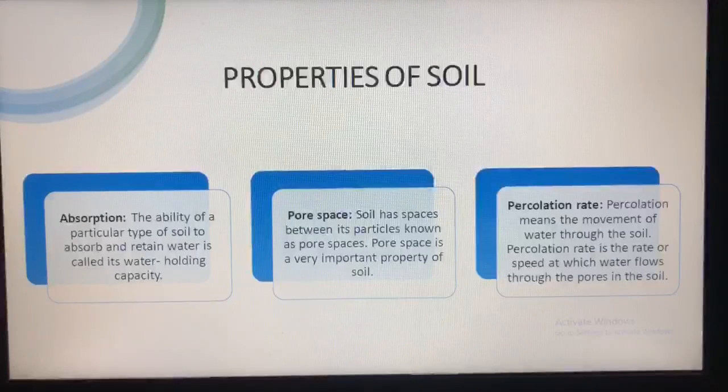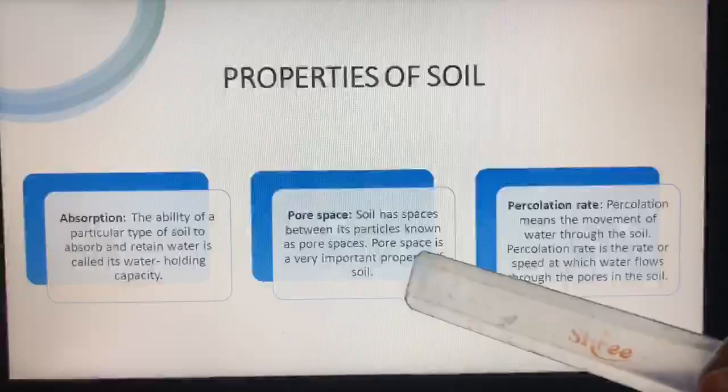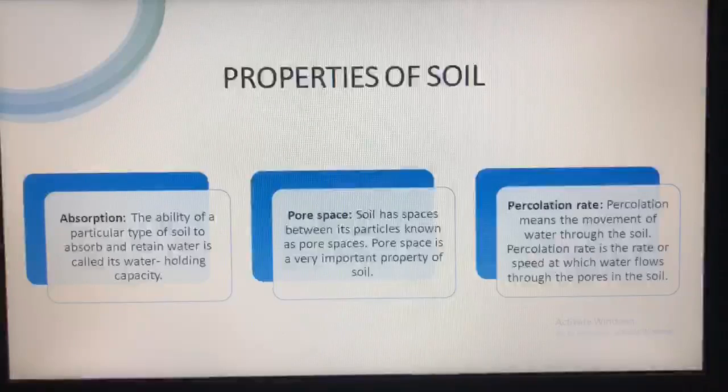The next one is pore space. So here soil has spaces between its particles known as pore spaces. Pore space is a very important property of the soil. So pore spaces means they will have a space in between the particles, and it is a very important property of the soil.